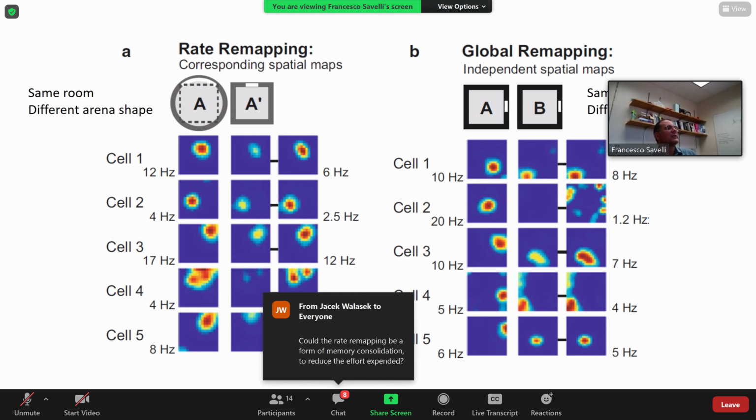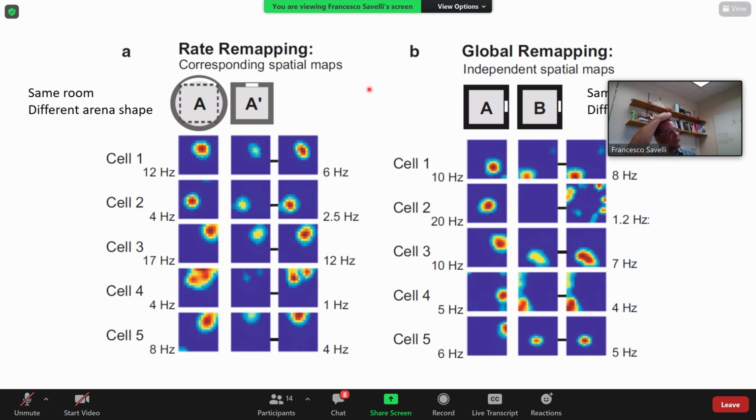There is a question: could remapping be a form of memory consolidation to reduce the effort expended? Let's hold that thought for now. Let's see what comes next.